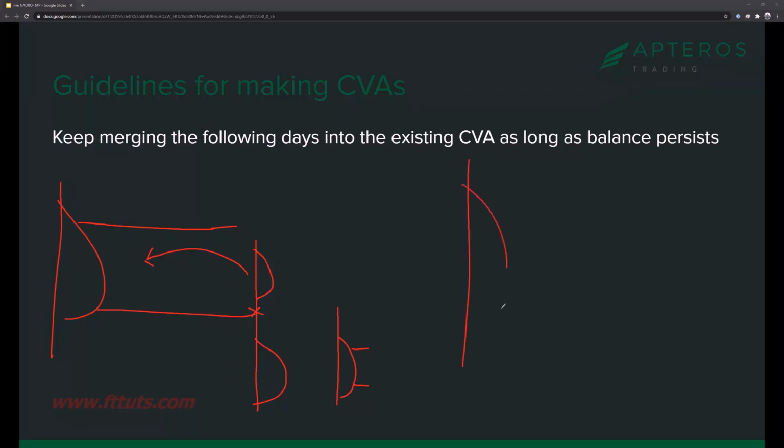If, however, the double distribution occurred totally inside here, then I'm just going to merge. I'm not going to worry about it. It's just a couple shorter term balances within the context of overall balance. So it's just more balance. Let's put it all together.